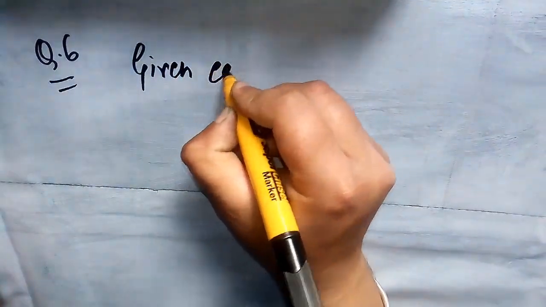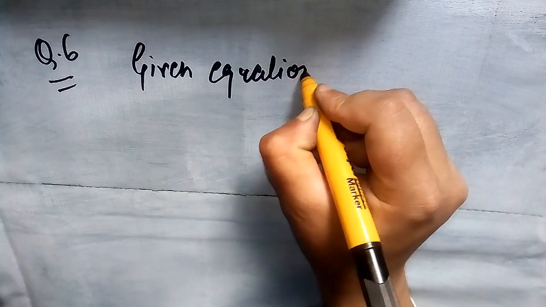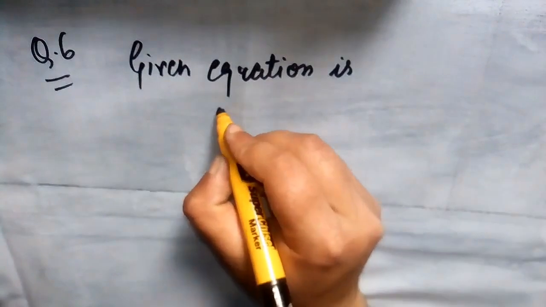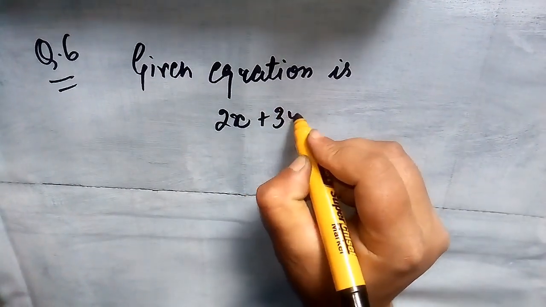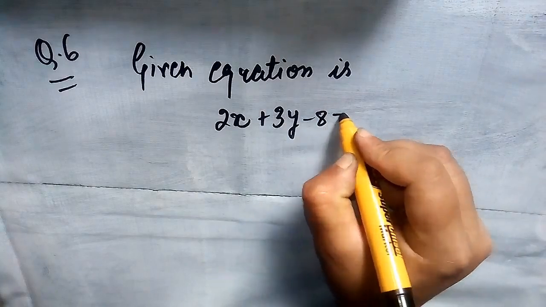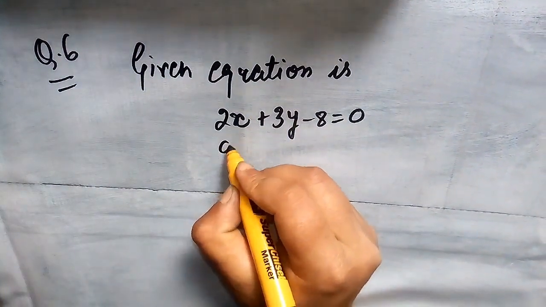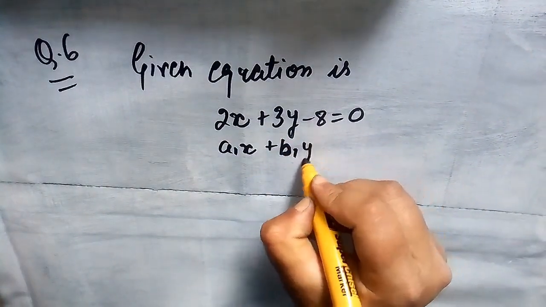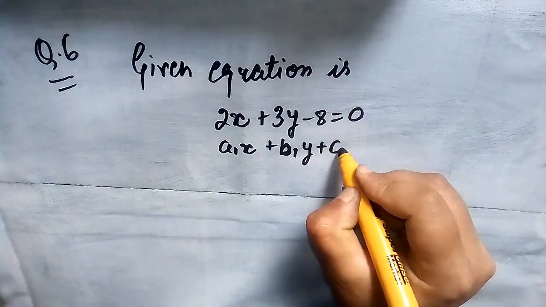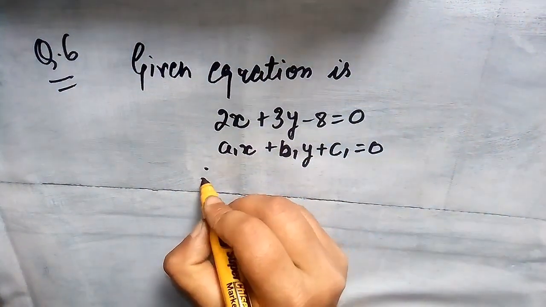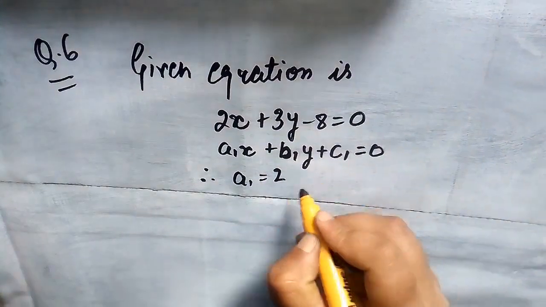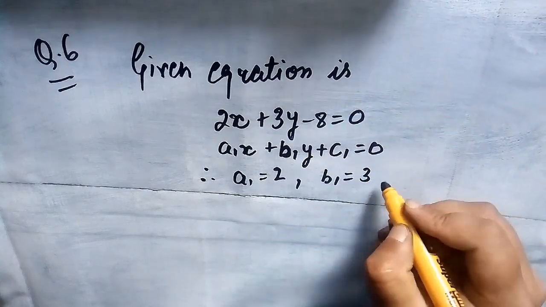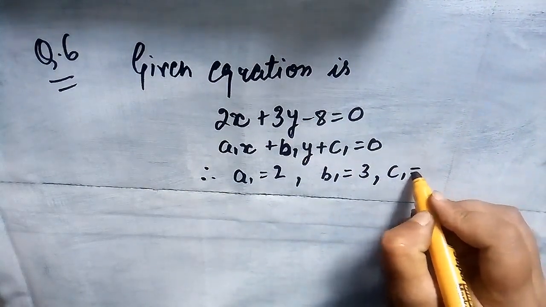So our given equation is 2x plus 3y minus 8 equals to 0. Now the standard form is a1x plus b1y plus c1 equals to 0. Compare the equations. a1 will be equal to 2, both are the coefficients of x. b1 will be equal to 3 and c1 will be equal to minus 8.